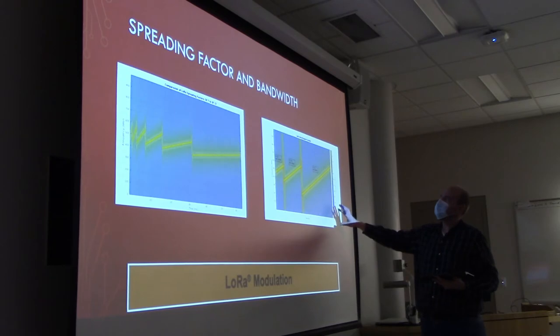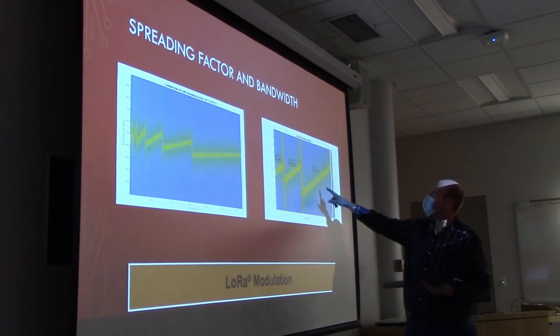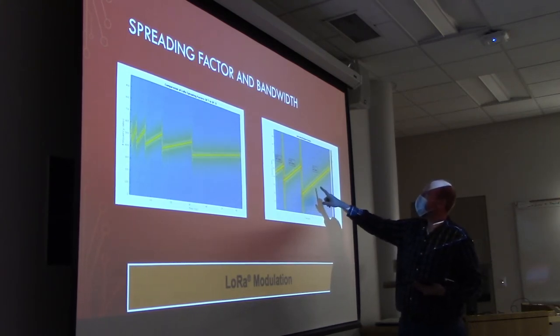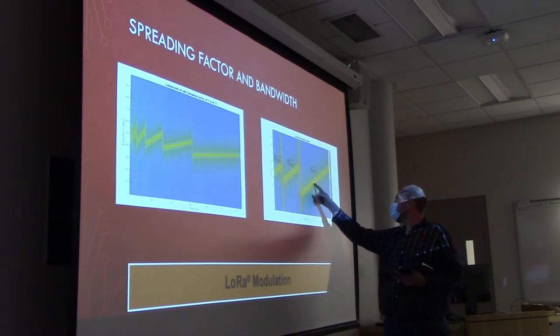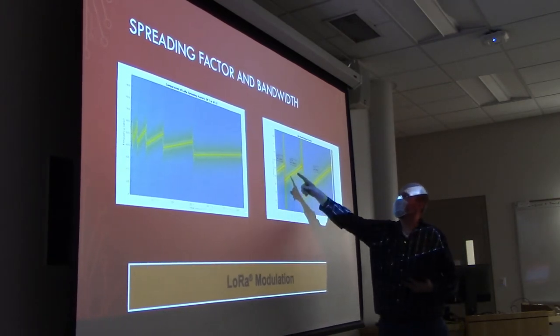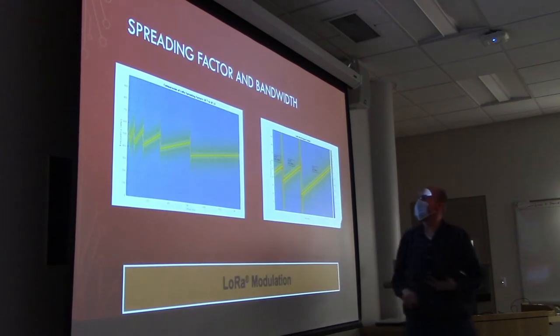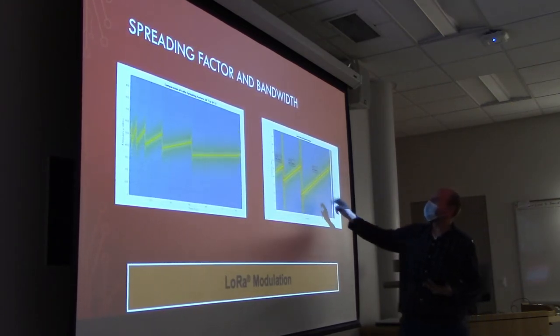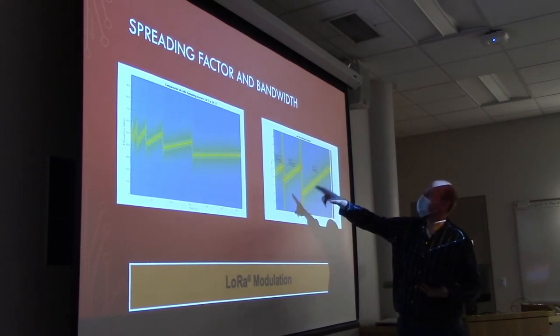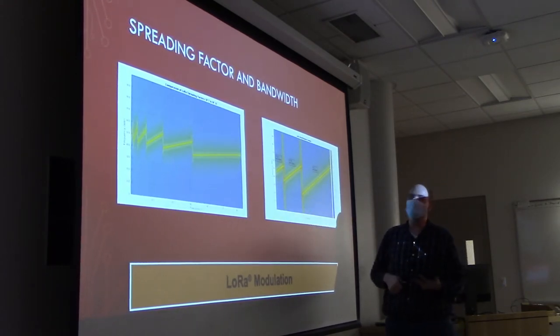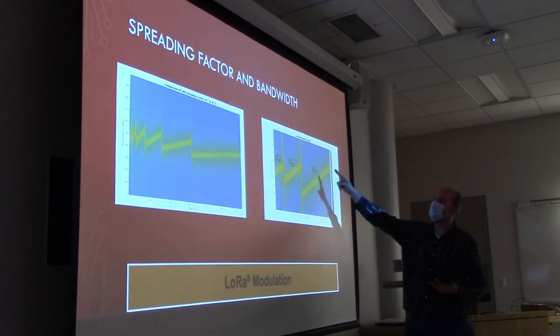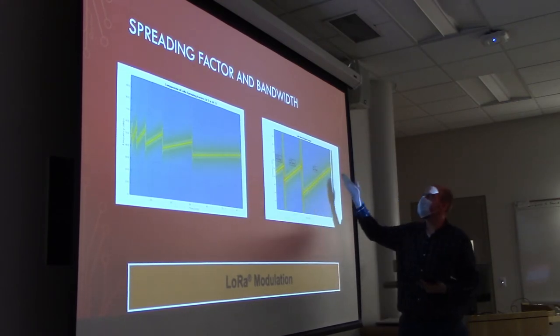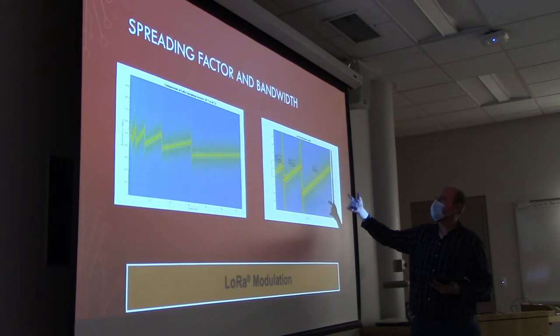Now this is a spreading factor where you have a different bandwidth for each one. So in this case, the bandwidth is 500 kilohertz, 250 kilohertz, 125 kilohertz. So in this case you have spreading factor 11, 9, and 7 for different bandwidths. Now keep in mind, the angle of this is about the same. So the feature looks the same as you increase spreading factor and increase bandwidth.